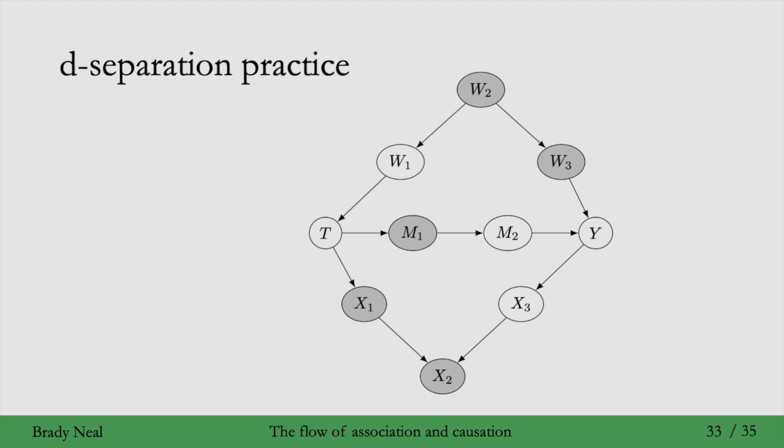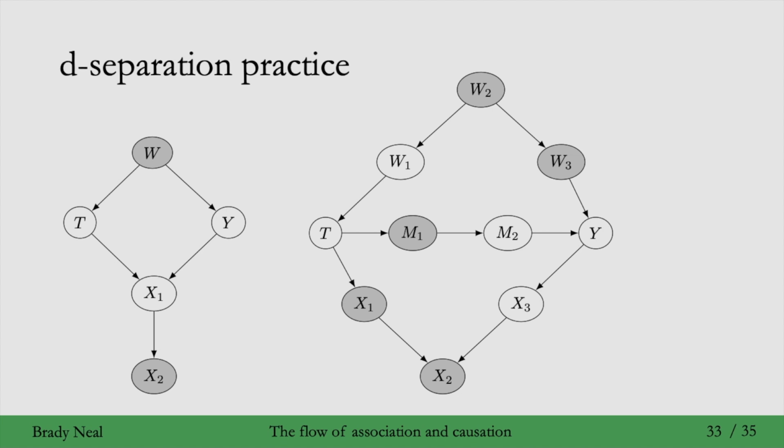Yeah, conditioning on x1 fixes the problem that we introduced when we were conditioning on the collider x2. So now if we condition on all of these gray variables here, we do have that t and y are d-separated by them. Okay, 2 more questions, and we'll use a new graph for these questions. In this graph on the left here, are t and y d-separated by w and x2?